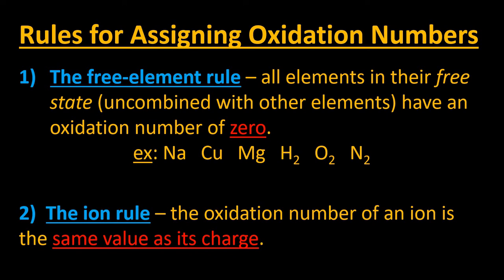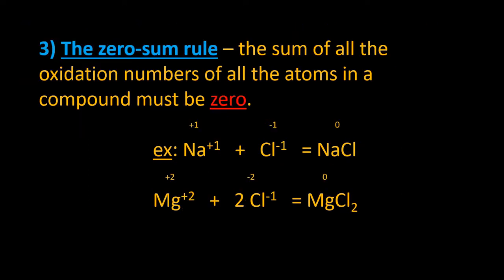Okay, a nice simple rule is the ion rule. The oxidation number of an ion is the same as its charge. Okay, that does not mean that its oxidation number is its charge, however, it has the same value. So if its charge is a -1, its oxidation number is a -1. And remember, an ion is just an atom or a couple of atoms that have a charge. So that's nice and simple.